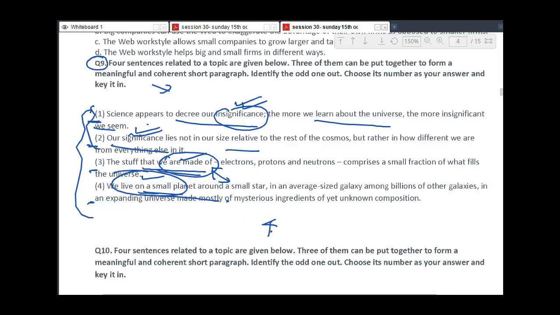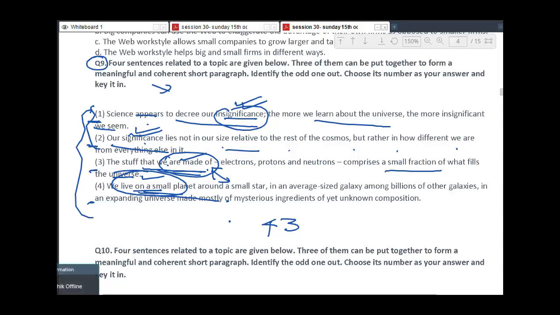live on a small planet around a small star in an average size galaxy, and the stuff we are made up of comprises a small fraction of what fills the universe. So 4-3 can be one idea, right? And then you say our significance lies not in our size relative to the rest of the cosmos, but rather in how different we are. So on the one hand, you say that you are very small, you are nothing. And science appears to decree our insignificance.